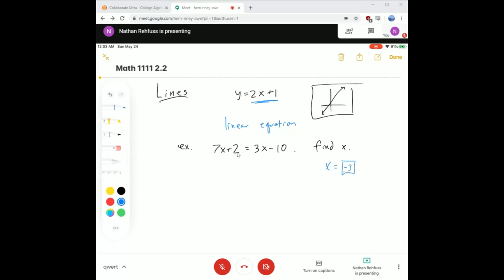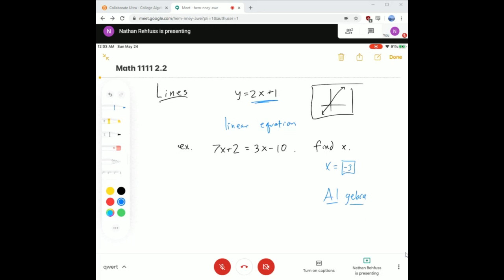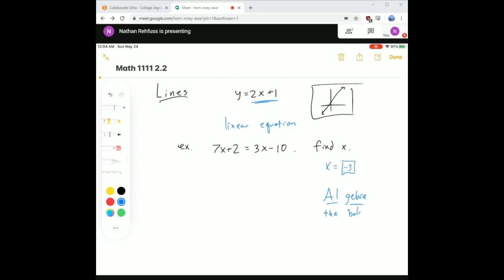Well, I want to manipulate this so that x is by itself and a number is by itself on the other side. And what I'm going to do is follow the rules of algebra. Why did I write it like that? Well, in fact, algebra is Arabic. Remember, I told you that this was an Arabic discipline originally in the last section. And it stands for, al means the. So, for example, Al Jazeera literally means the news. And gebra means balance. And that's the key. We're going to try to keep the balance.